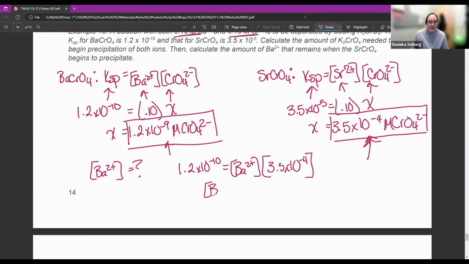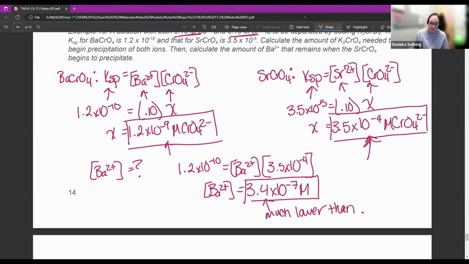If that's the case, when I've hit that concentration, my barium is 3.4 times 10 to the negative 7th molar. So this would be when I precipitate both. It went from 0.1 to this, which in this case is not bad. The barium is much lower than 0.1 molar, so that means I actually would have precipitated quite a bit of it. So it's good. Now, if this had been a high concentration, maybe 0.09 or 0.08 or something, then I actually didn't get much out before the chromate started to precipitate.